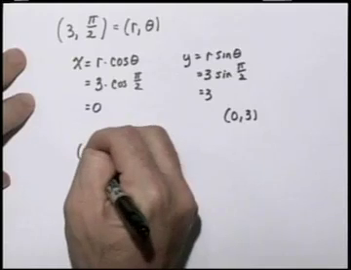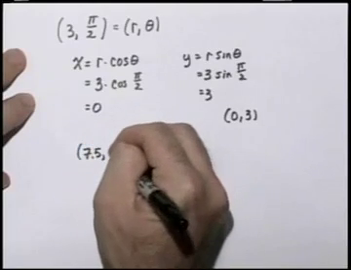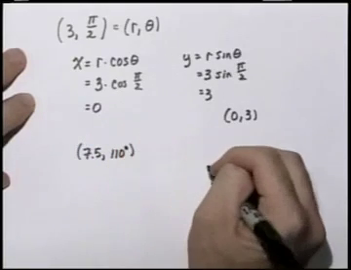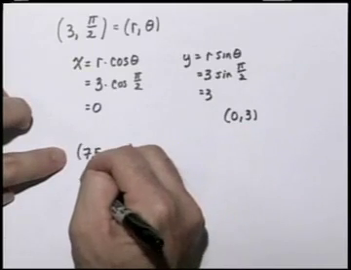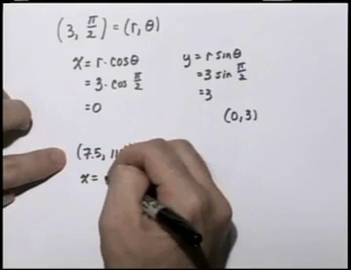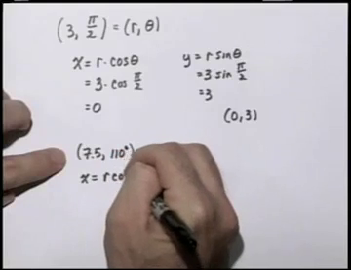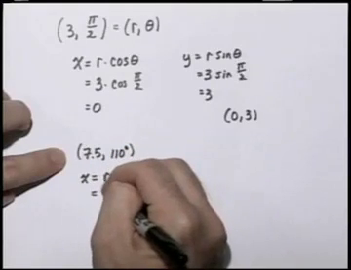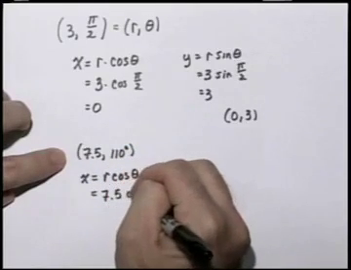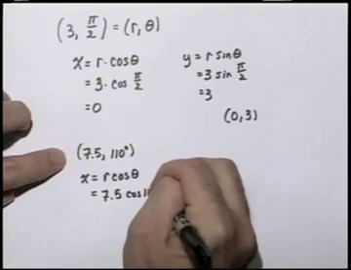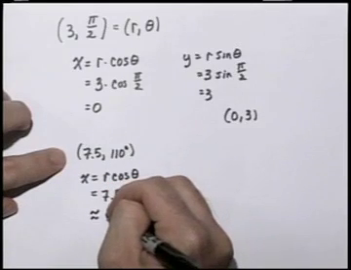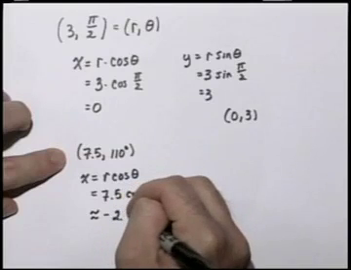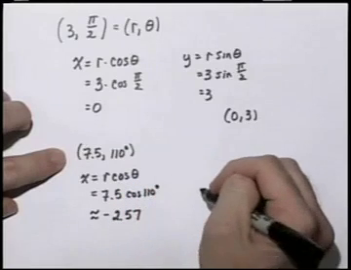Now our next point is 7.5 comma 110 degrees in polar coordinates. To get the rectangular coordinates, x equals r cosine theta, so we get 7.5 times the cosine of 110 degrees. This gives us that the x-coordinate is about negative 2.57.